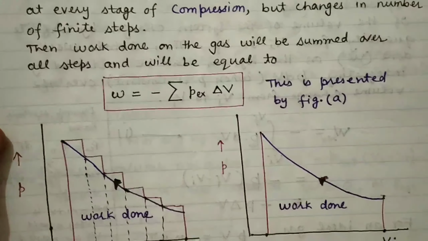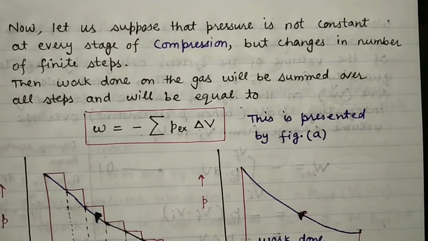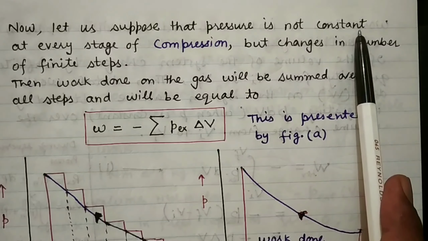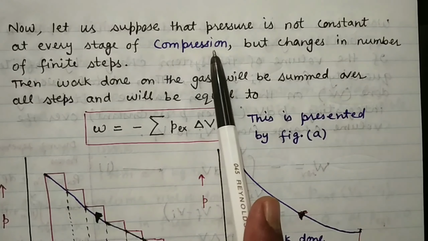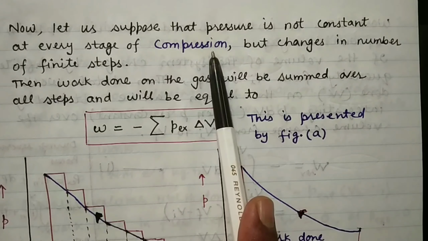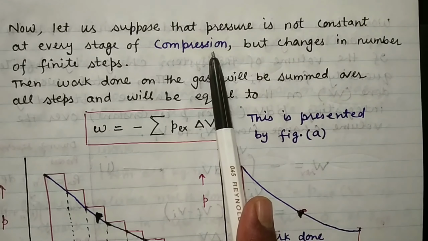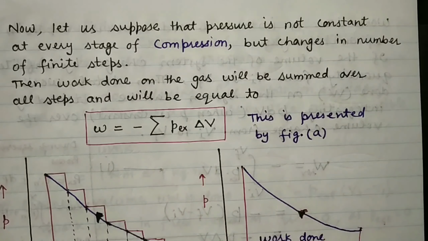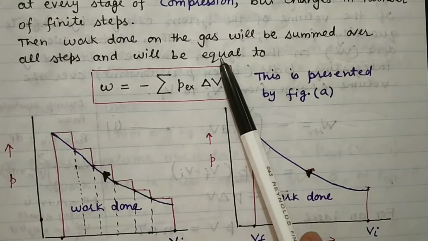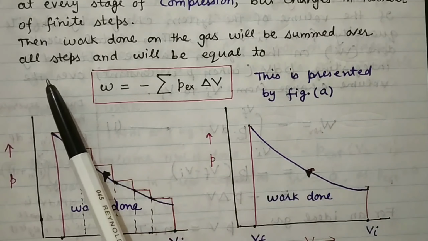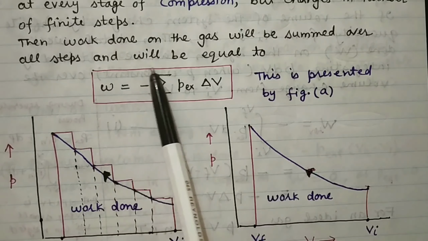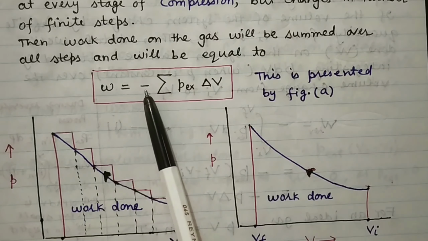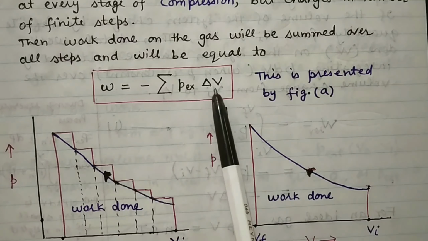Next, moving on. Now let us suppose that the pressure is not constant at every stage of compression. Compression happens when P external is greater than P internal, but it changes in a number of finite steps. Then what will we do? Then the work done on the gas will be summed over all the steps, and will be equal to, here we have taken the summation, right? So W is equal to minus summation of P external delta V.